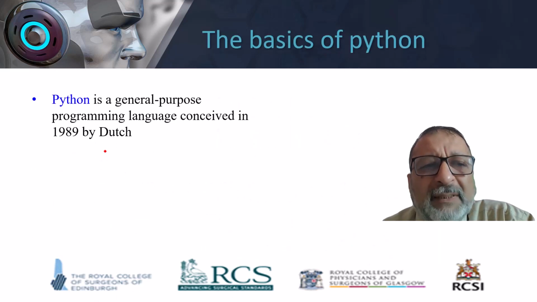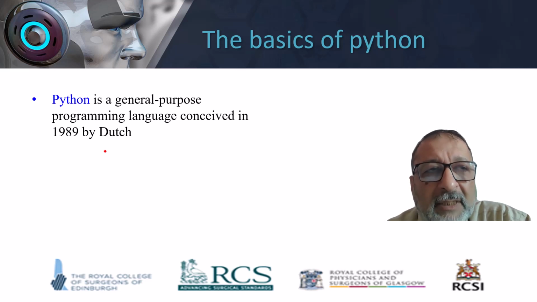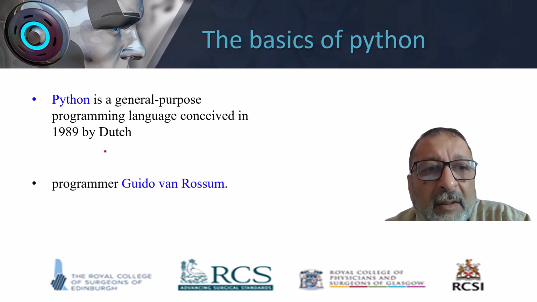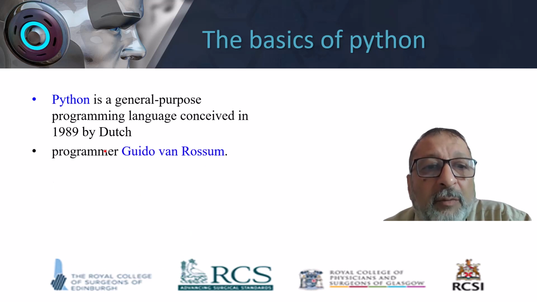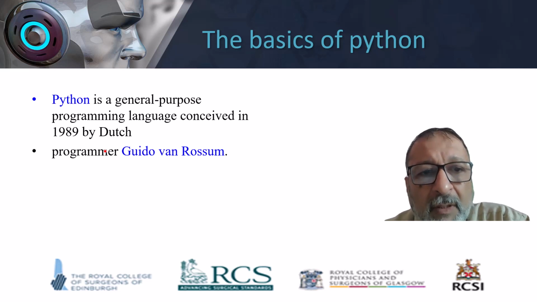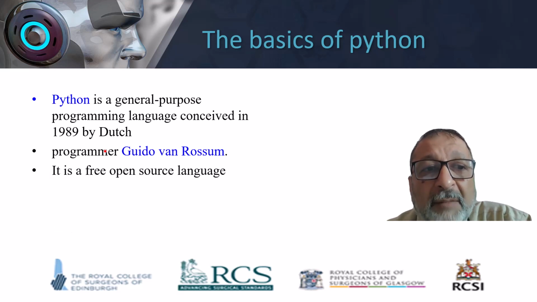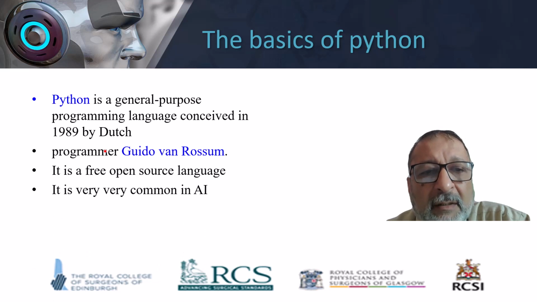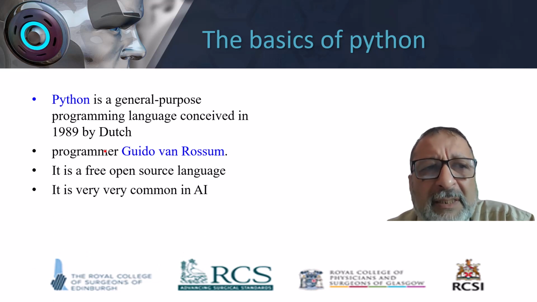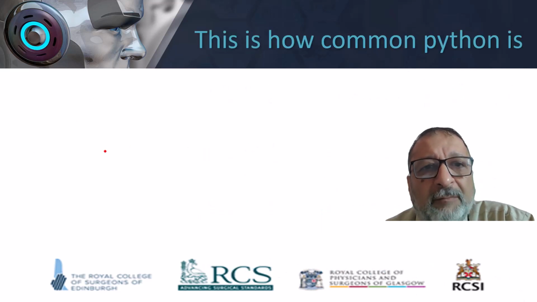Now, basics of Python. You don't need to know much about it, but this is a general purpose computer language. It has been developed since 1989 by a Dutch programmer called Guido van Rossum. He made it to be a free open source language. Anyone can use it. You don't need to purchase anything. And this is one of the beauties about it. It is extremely common, and we'll show the statistics of how common it is.